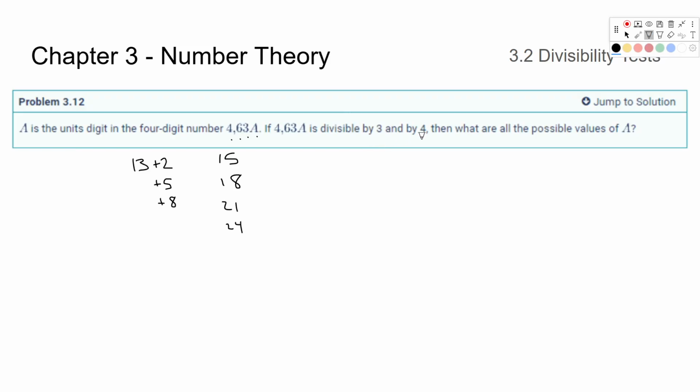So it has to also be divisible by 4. Well, we know it can't be 5 because no odd number can be divisible by 4. So that rules that one out.